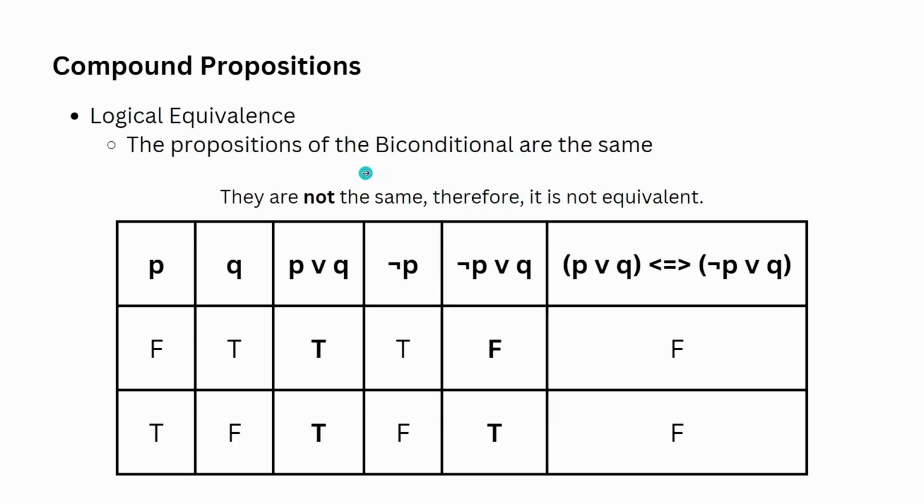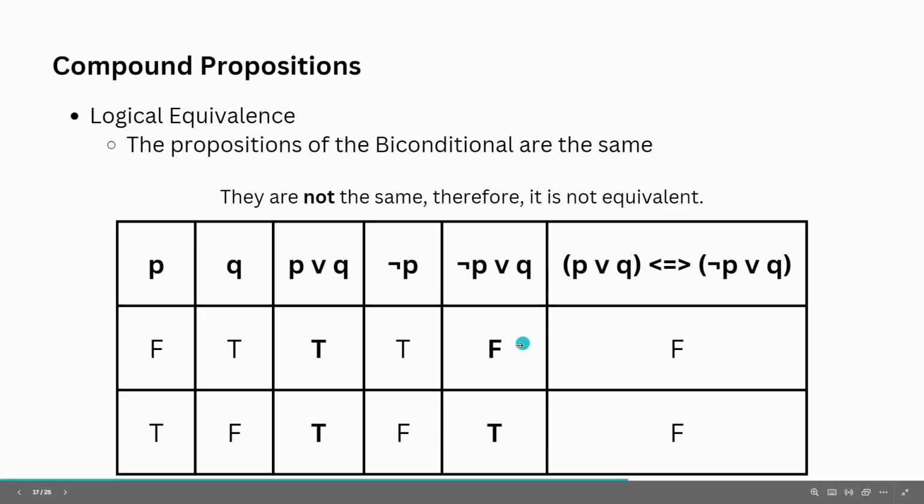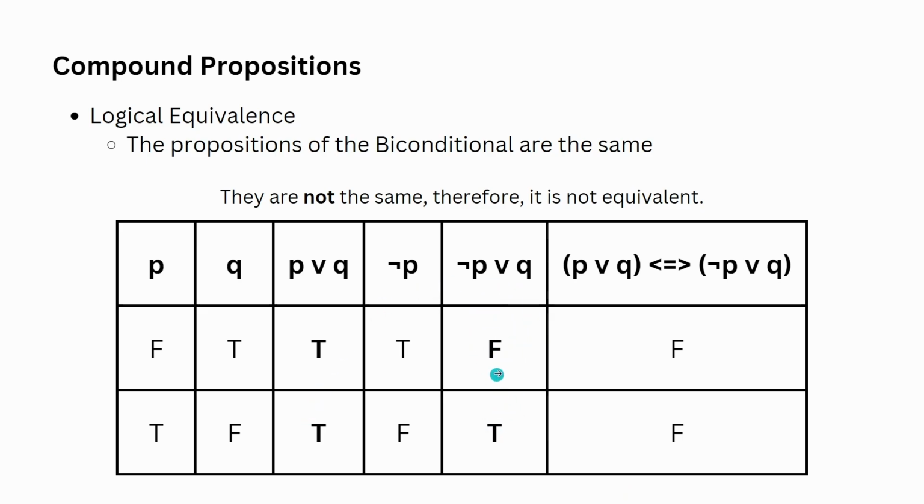Next, we have the logical equivalence. This basically means that in a biconditional, the two propositions are the same. However, in this example, we can see that the two propositions are not the same because we have true and true, but in the other proposition we have false and true, meaning they are not the same and therefore it is not equivalent. If this truth value were to be true, it will be logically equivalent instead.